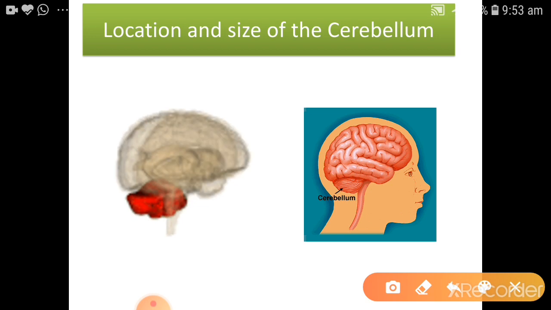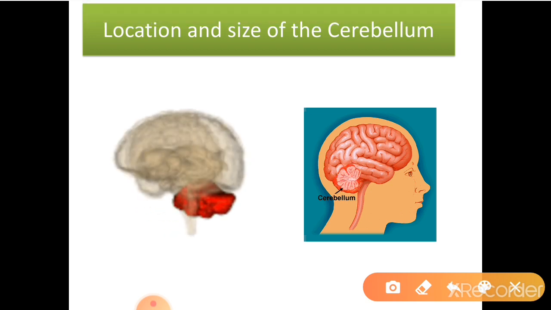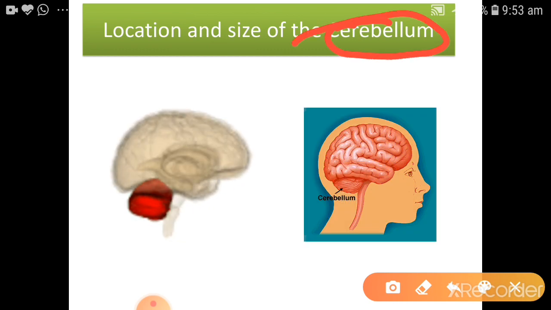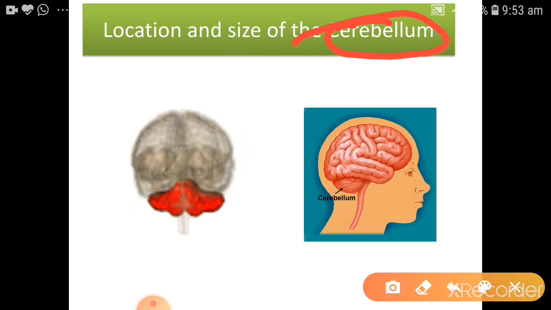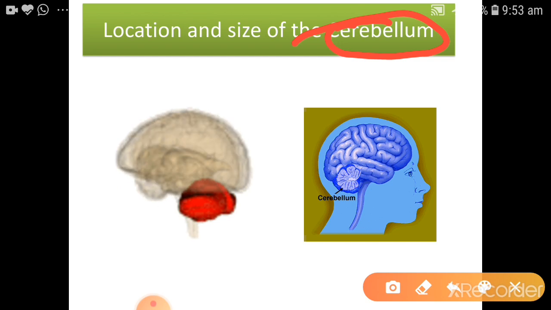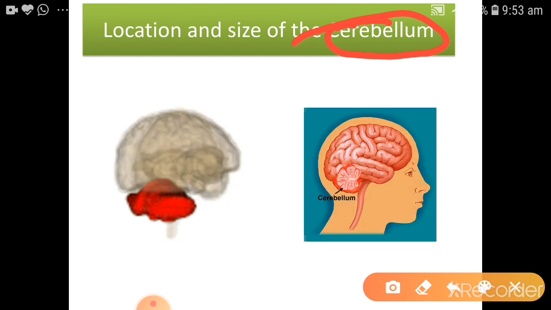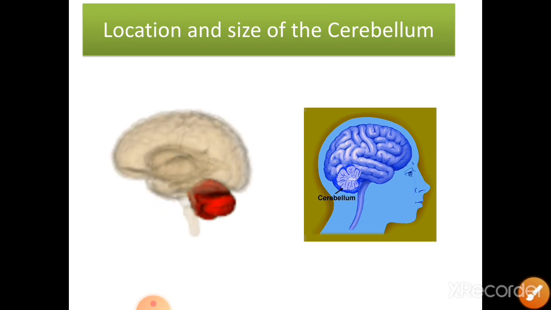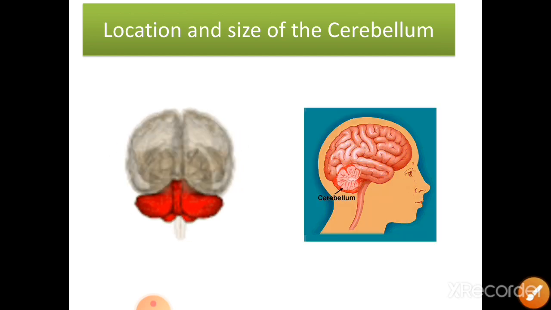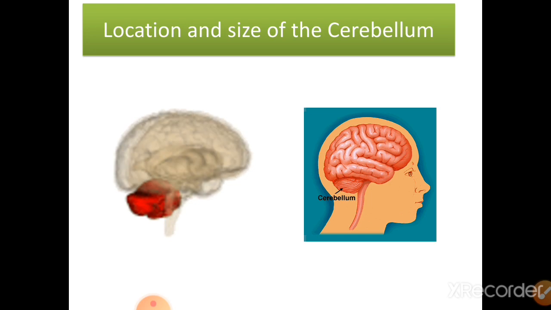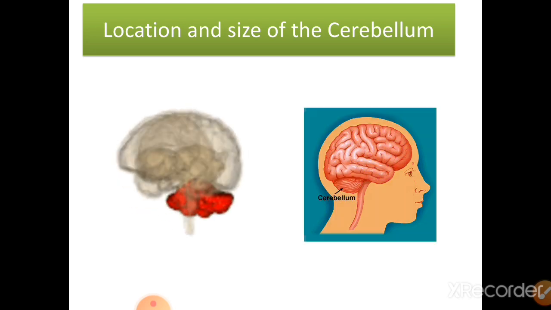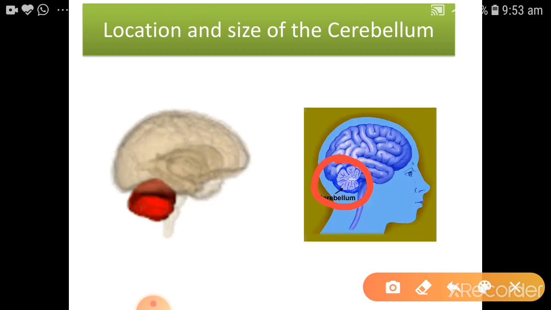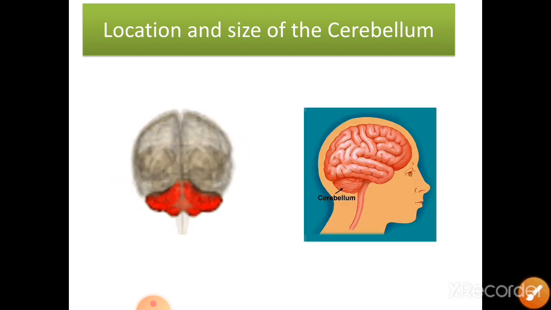Do not get confused by the names here. This is the cerebrum and this is the cerebellum. This is the second part of the brain, which is just below the cerebrum. That's why I'm showing you the location where it is located. The inner part of the cerebellum looks like this. So this is where it is located.